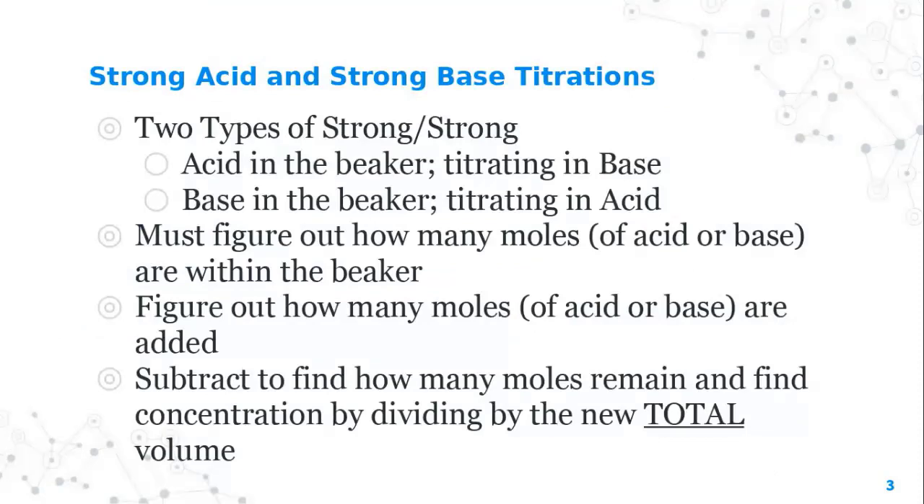So like I said, there are two types of strong titrations. There's either acid in the beaker titrating in base, or base in the beaker titrating in acid. When you're doing these strong titrations, you have to figure out how many moles of the acid or the base are within the beaker first. And then you need to figure out how many moles of acid or base are added. Once you figure those out, you want to subtract to see how many moles are left over. And then you want to find the total concentration by dividing by the new total volume.